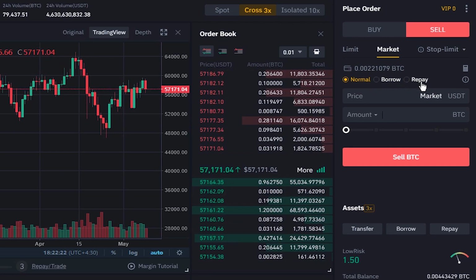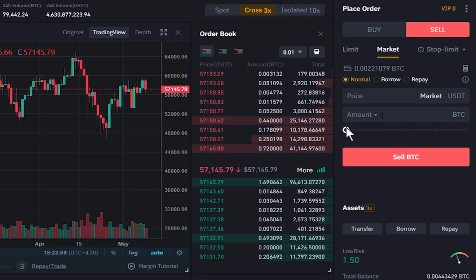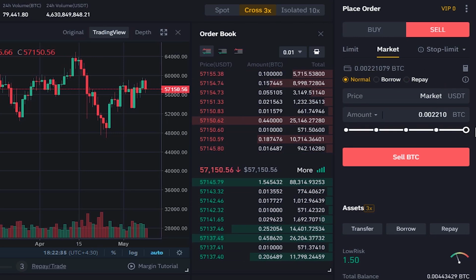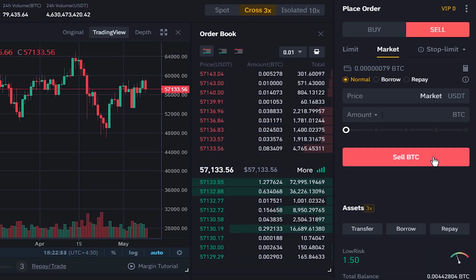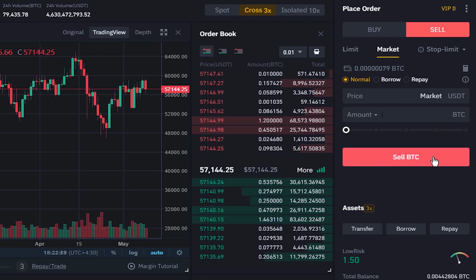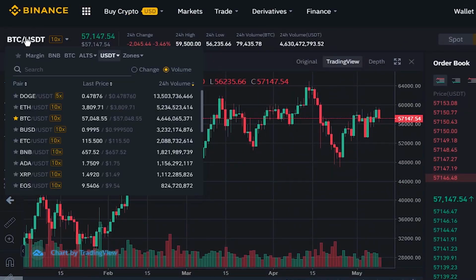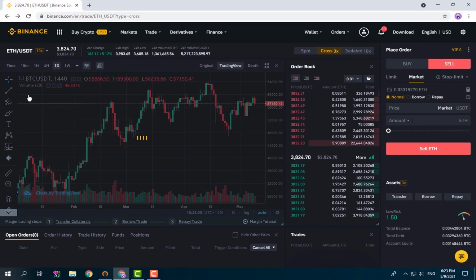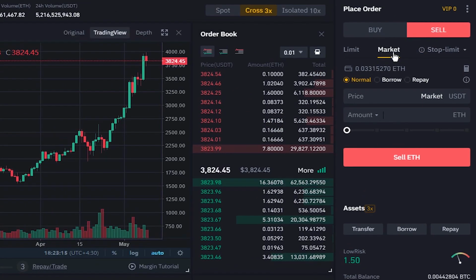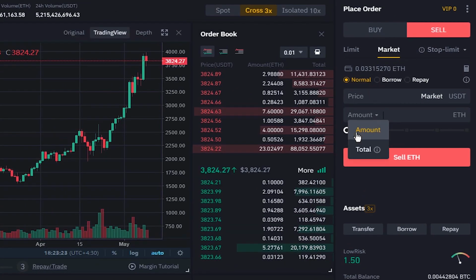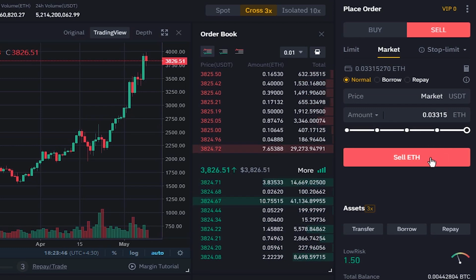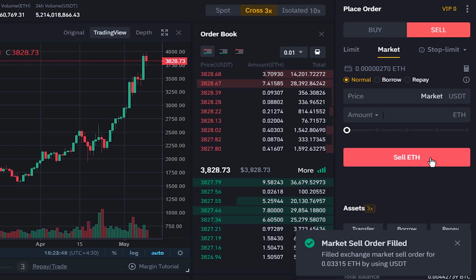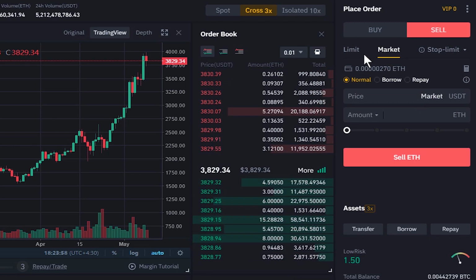Alright, let's sell our Bitcoin the normal way. We want to sell 100% of our available BTC. We click on sell BTC and the order is filled. And our Bitcoin is sold. And now let's select ETH USDT. Here it is. Sell tab, market order, normal, and we want to sell 100% of our available Ethereum. We click on sell ETH, the order is filled successfully, and it's sold.